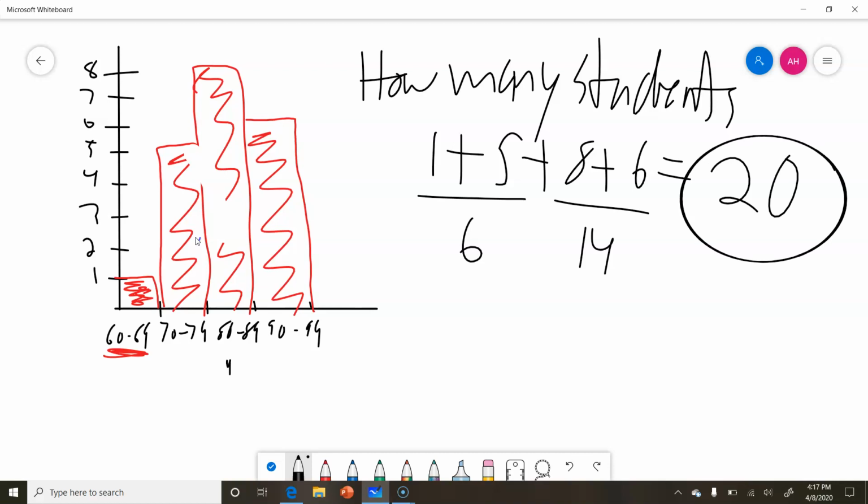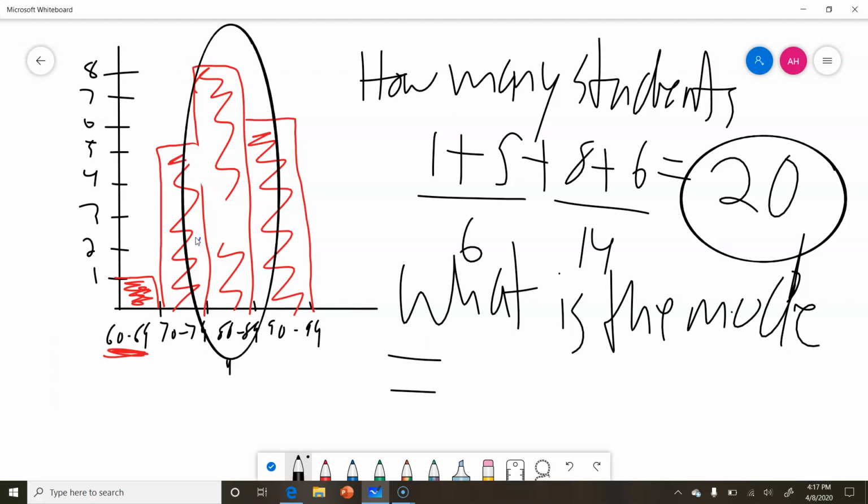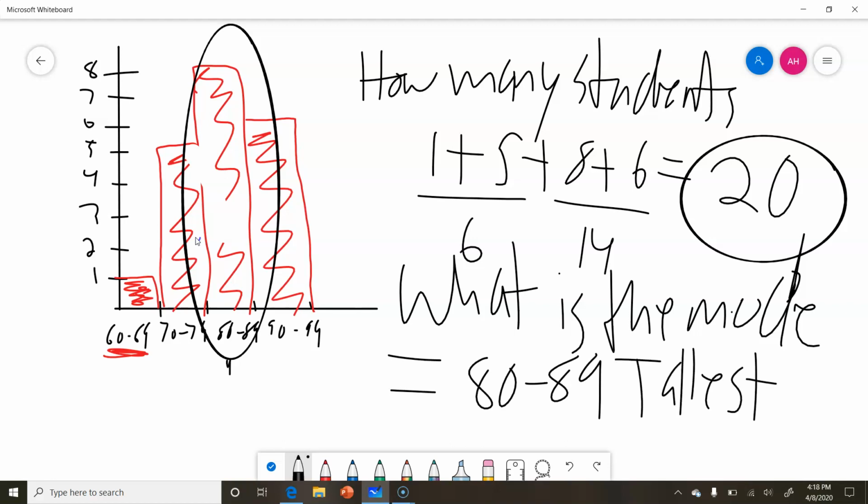Now, if they ask me, what is the mode? Does anybody remember what that is from the last homework? Hopefully you do. The mode is the one with the most. So which one has the most? Well, that's pretty easy. It's this guy right here. It's the 80 to 89. So the answer is 80 to 89. It's the tallest one. That's how we find the mode. So now we have found how many people took the test. We found the mode.